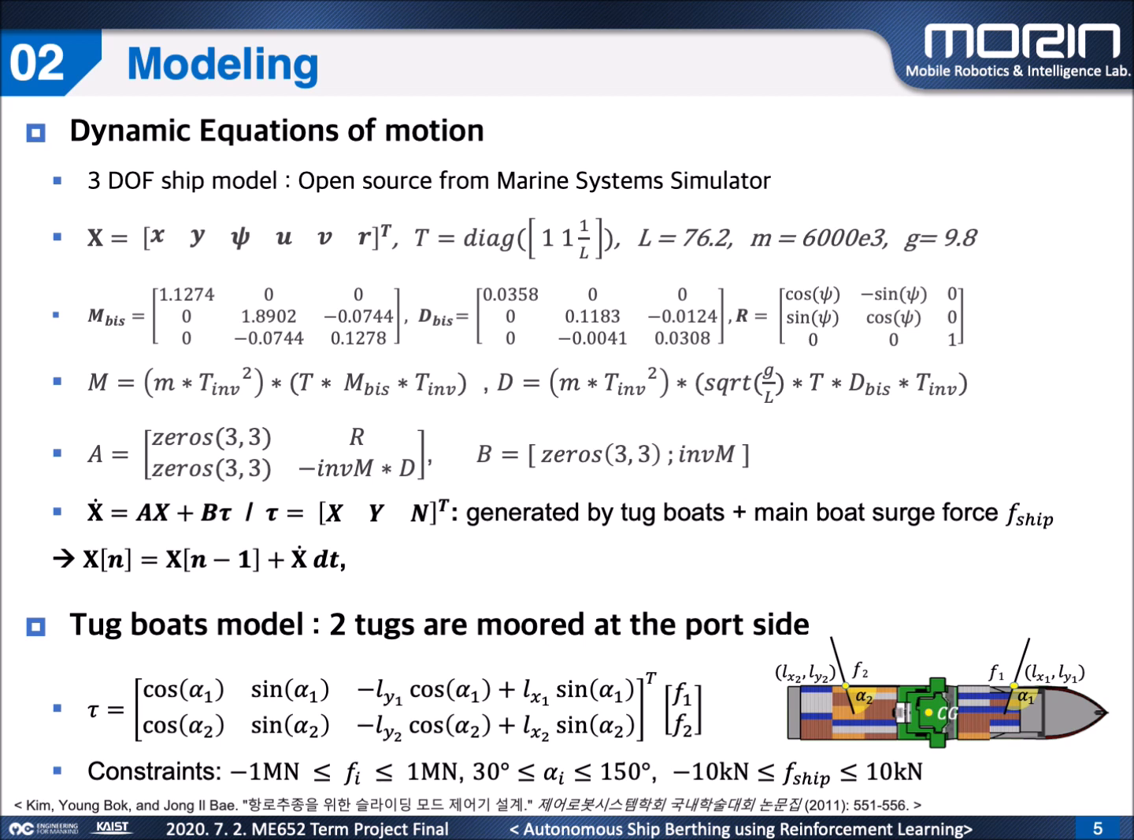We propagate the system by adding x dot times dt to the previous state. We consider tugboats as forces exerted with angle alpha, and the tugboat forces and system input tau have the following relation. We put range constraints on the tugboat force and its angle, and the surge force of the main ship, as follows.